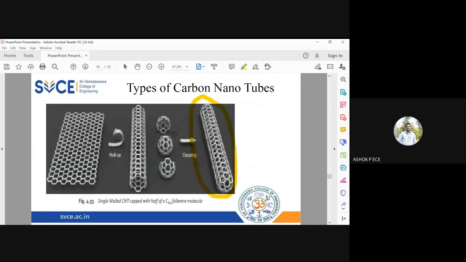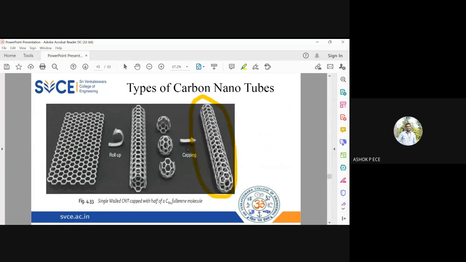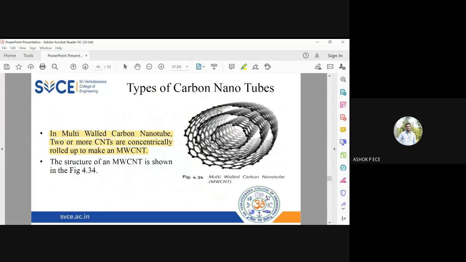So either you can go for single-walled CNT. Single-walled means you have only a single layer of carbon fullerene molecule, or multi-walled carbon nanotubes, where you can have multiple layers of single walls, and all the single-wall layers are going to be concentric in nature.